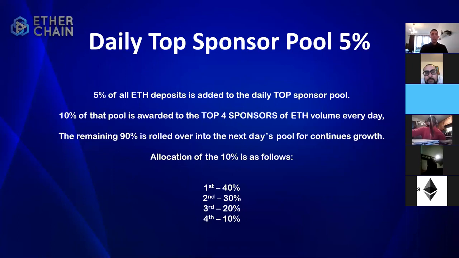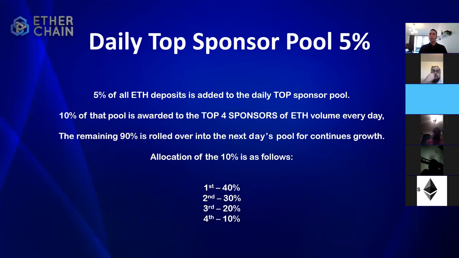Now, the last one is the daily top sponsor pool. This is 5% of all Ethereum deposits is added to this daily top sponsor pool. 10% of this pool is awarded to the top 4 sponsors of Ethereum volume every single day. And the remaining 90% is rolled over to the next day's pool for continuous growth. The allocation of the 10% is as follows. We'll have 40%, 30, 20, and 10.